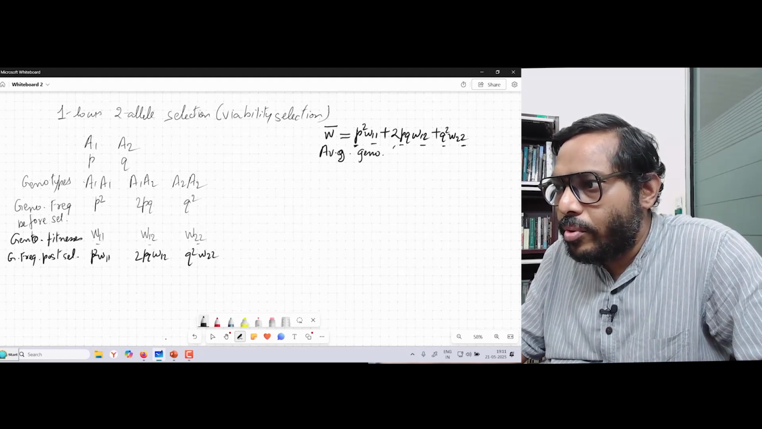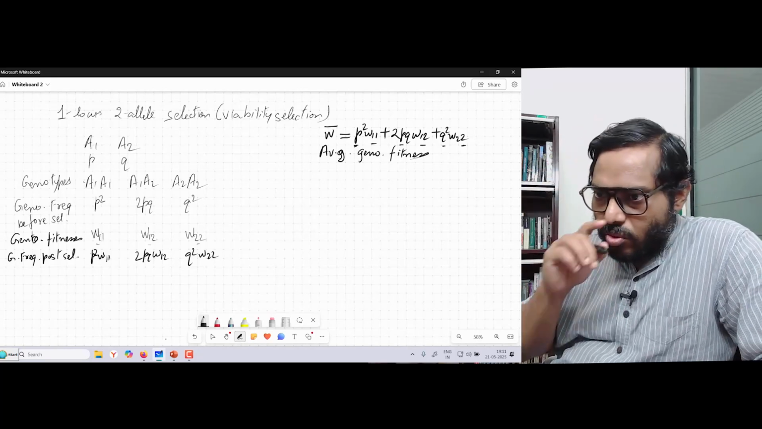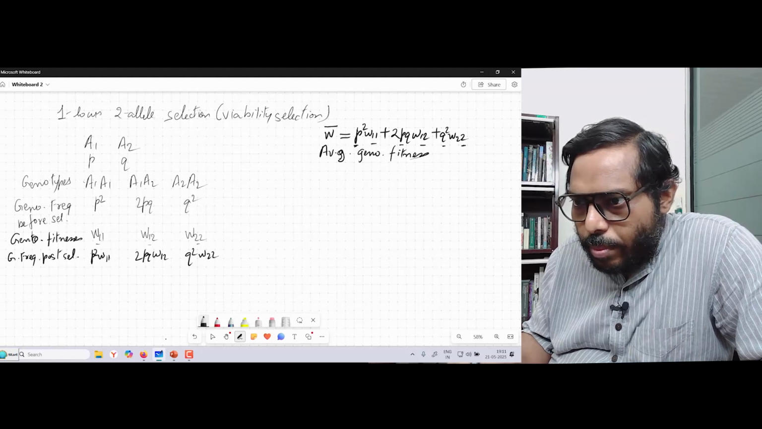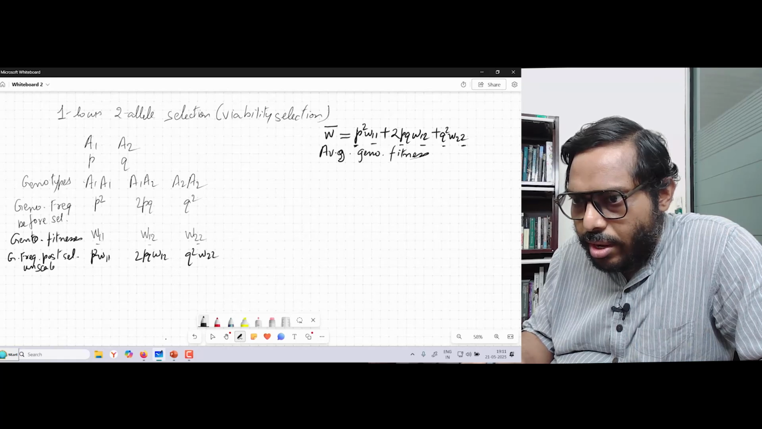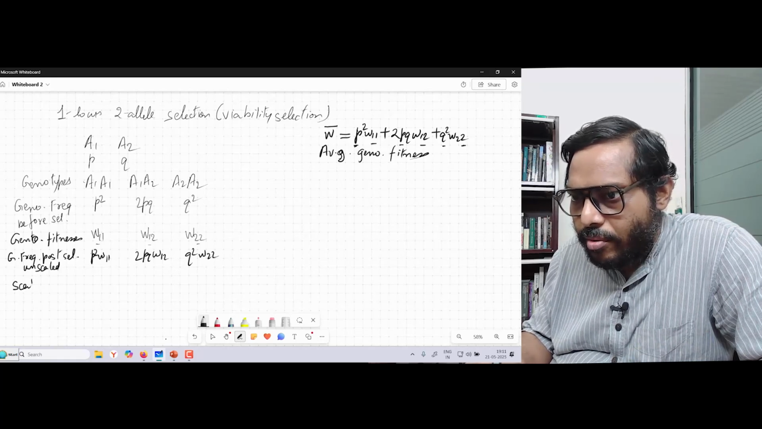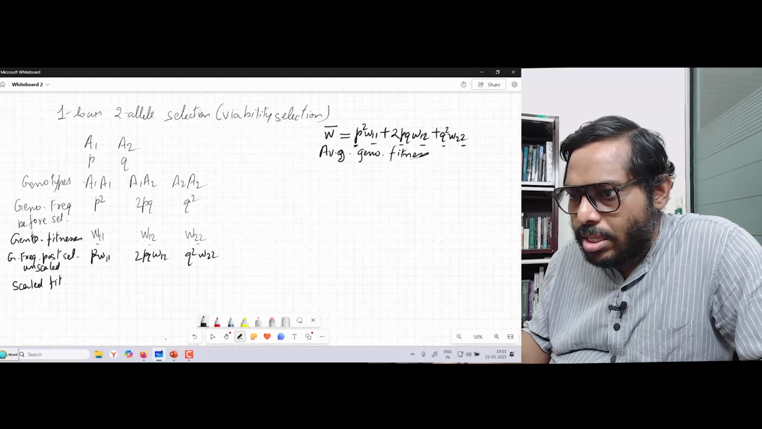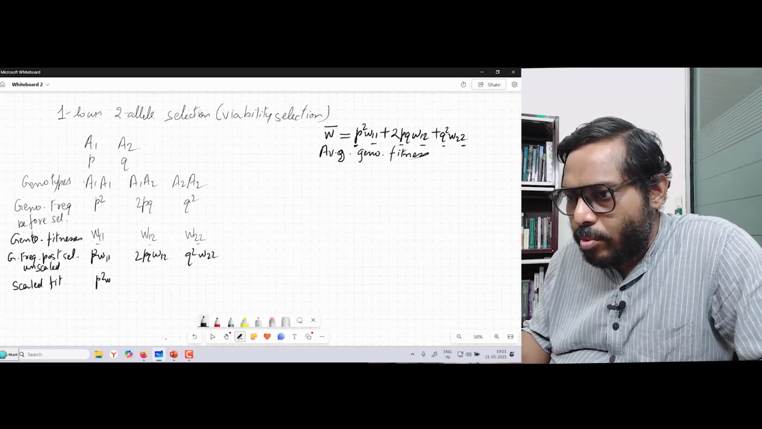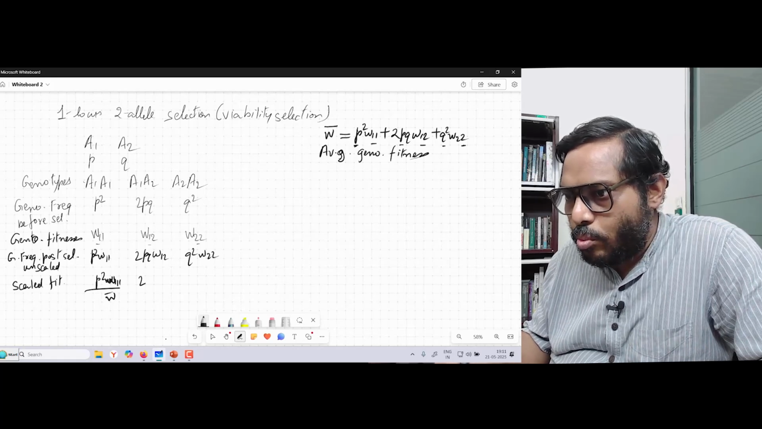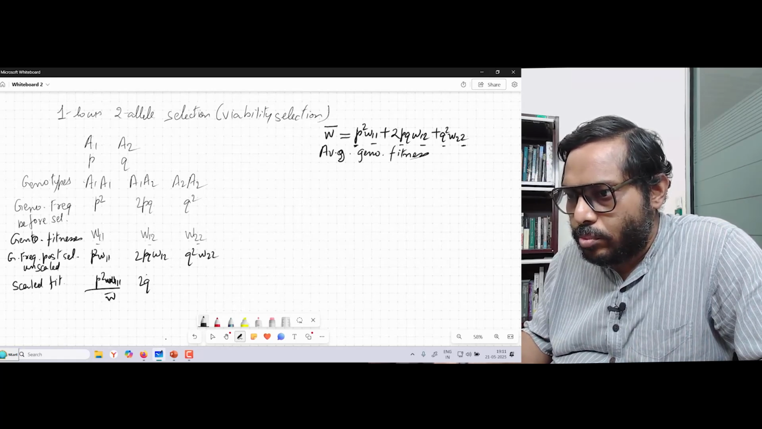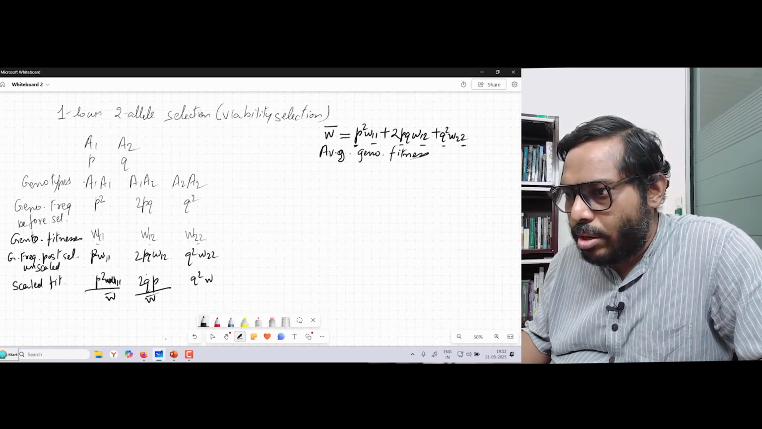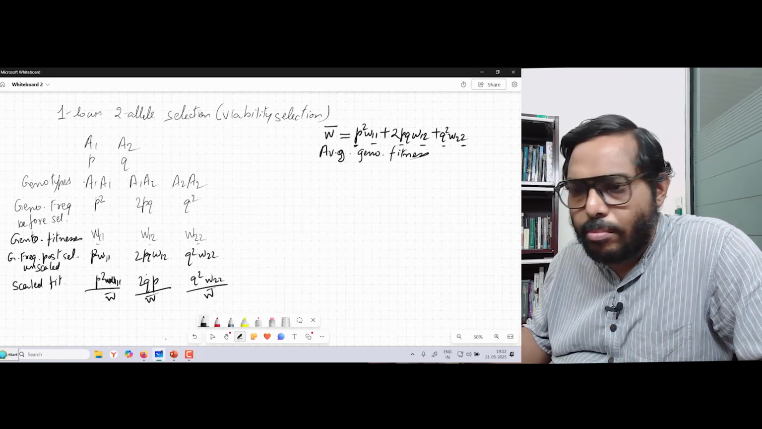And that is the average genotypic fitness, right? So therefore, what we have over here is unscaled, and the scaled fitnesses are P square W11 by W bar, 2PQ W12 by W bar and Q square W22 by W bar, right?